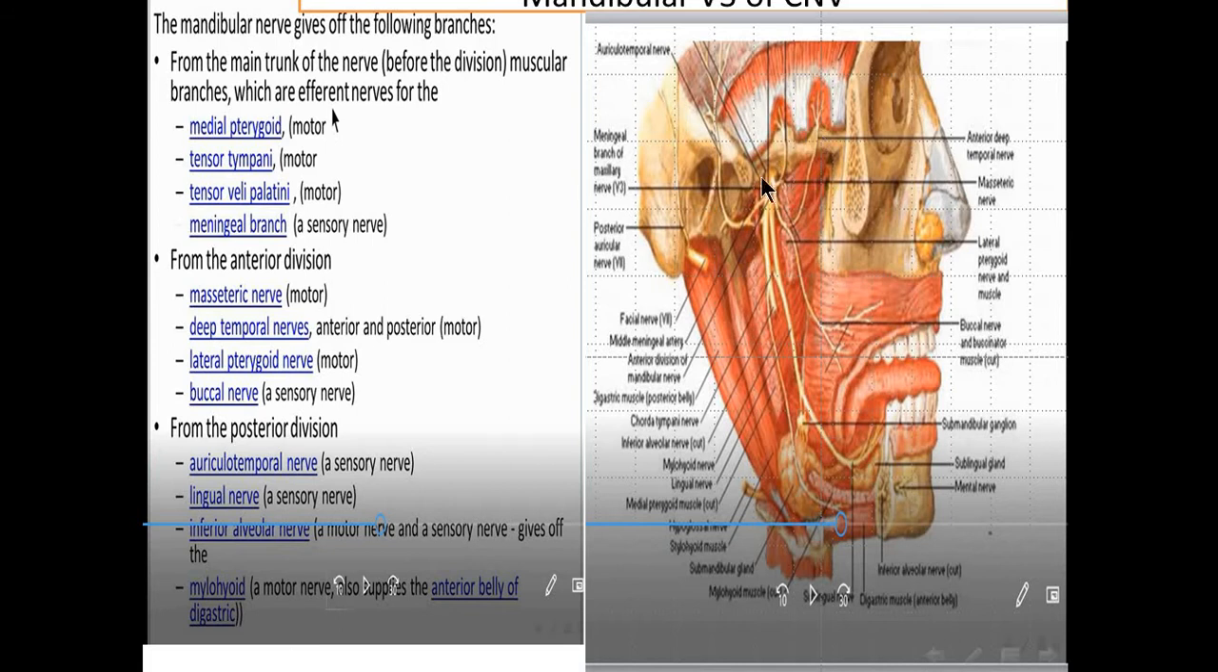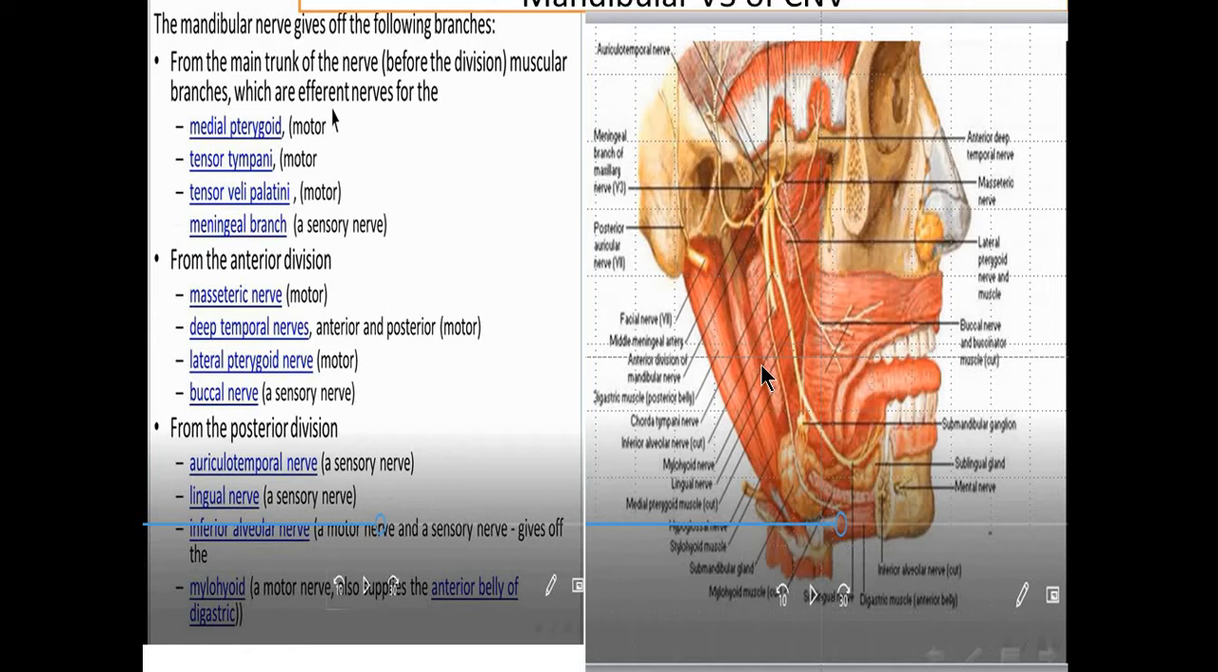From the anterior division, it gives the masseteric nerve, which is motor, the deep temporal nerves, anterior and posterior, motor, and the lateral pterygoid nerve, a motor branch, and also one sensory nerve, which is called the buccal nerve. From the posterior division, the auriculotemporal nerve, which arises by two branches encircling the middle meningeal artery, and this is sensory, and the lingual nerve, which is sensory.